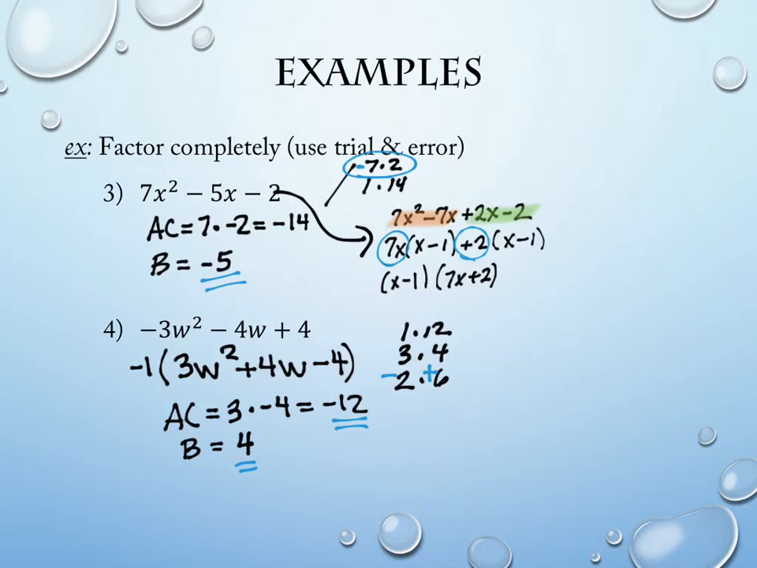Okay, so we are ready to take our equation. I'm going to leave my -1 out in front since I pulled my negative out. I'm going to leave my 3w squared. And now I have -2w, positive 6w, and -4.